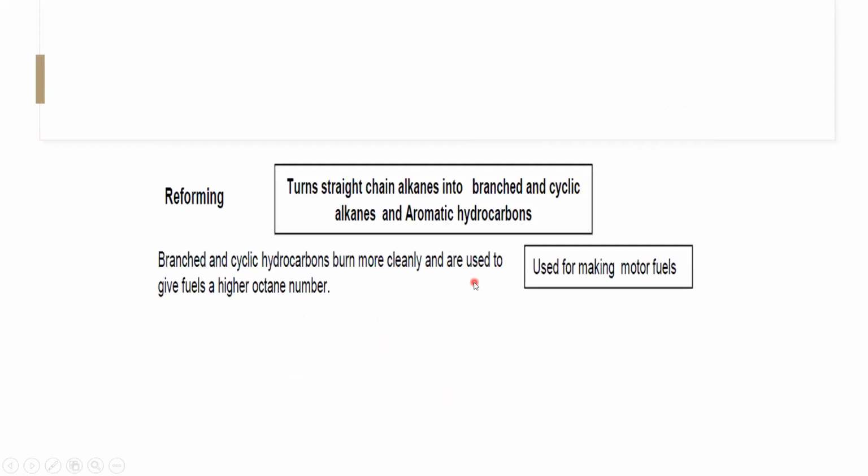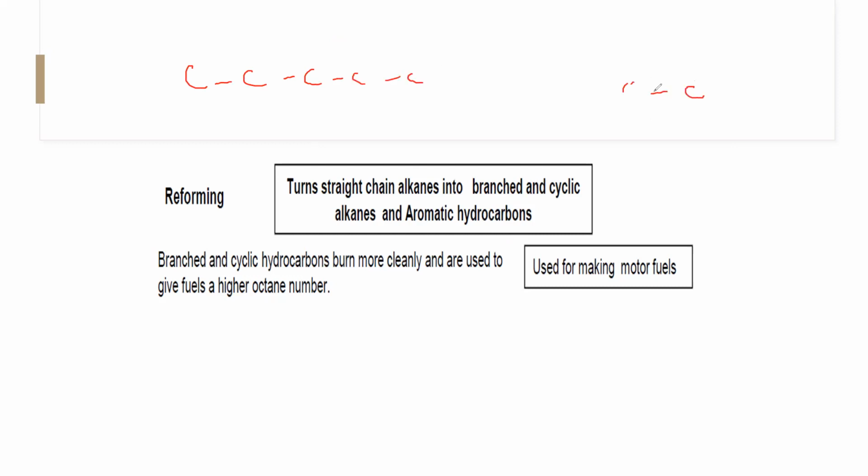Then we also use a technique we call reforming. What is the meaning of reforming? The term reforming means turning the straight chain alkane into branched and cyclic. Now, when you compare straight chain molecules, they will have a large surface area, so they will have a high boiling point.